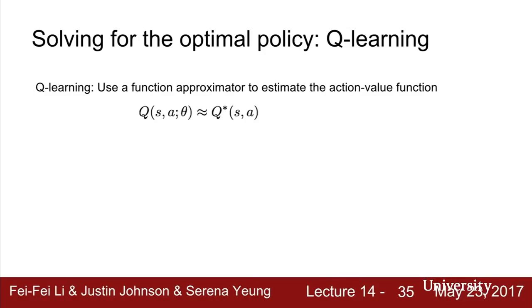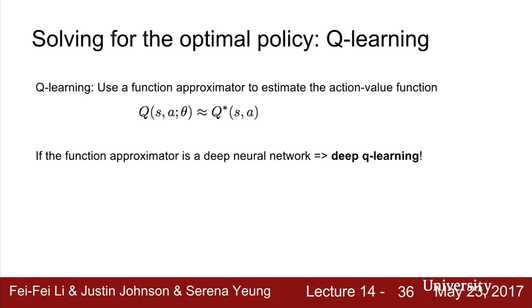This takes us to our formulation of Q-learning. We use a function approximator to estimate our action value function. If this function approximator is a deep neural network, which is what's been used recently, then this is called deep Q-learning. This is one of the common approaches to deep reinforcement learning that you'll hear about. In this case, we also have our function parameters theta, so our Q value function is determined by the weights theta of our neural network.